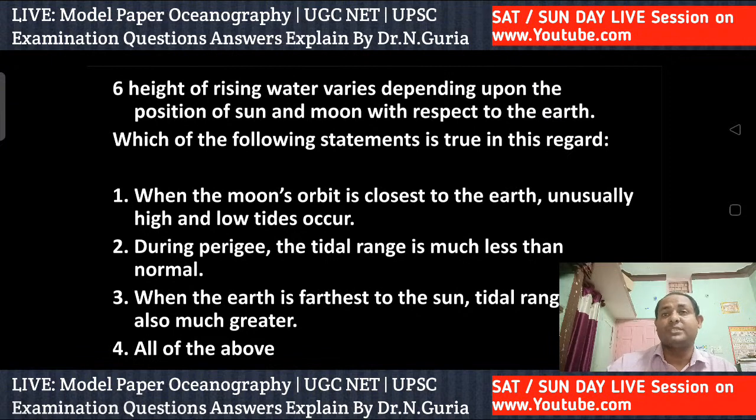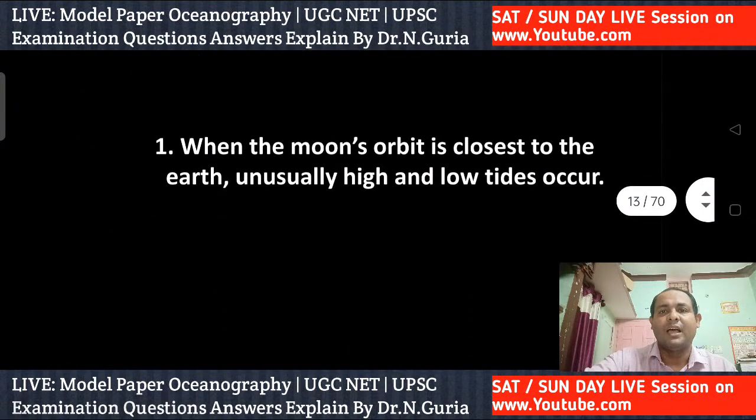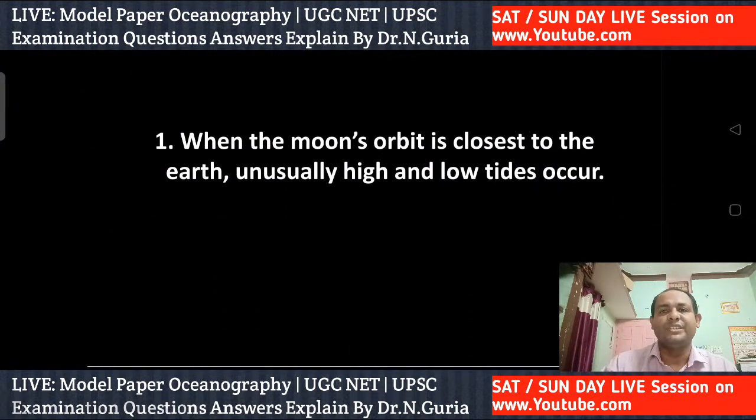So when the earth is closest to the sun, around 3rd January each year, the tidal range is also much greater, with unusually high and unusually low tides. And when the earth is farther from the sun, around 4th July each year, the tidal range is much less than average. Very interesting question. So definitely the answer to this question is: when the moon's orbit is closest to the earth, unusually high and low tides occur. That is the correct answer.